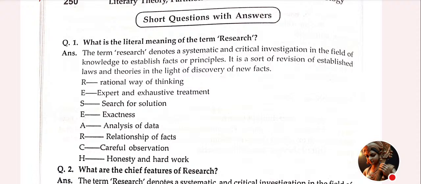R. Rational way of thinking. E. Expert and exhaustive treatment. S. Search for solution. E. Exactness. A. Analysis of data. R. Relationship of facts. C. Careful observation. H. Honesty and hard work.